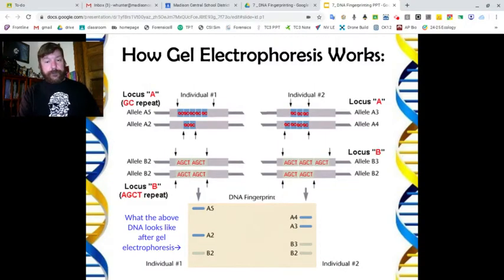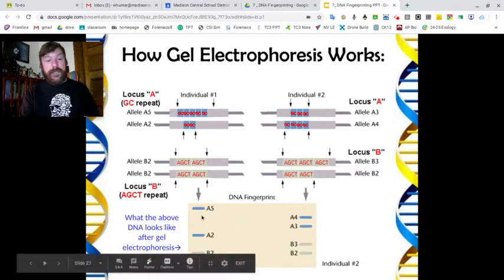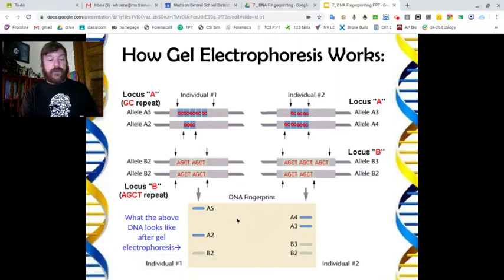So again, we're looking at different loci here, locus A, locus B, with different tandem repeat regions. You can see here, we're looking at GC repeat. How many of them do they have? And then we're going to load these onto a gel down here. And what you see is after electrophoresis, the banding patterns between the two individuals here are very different. They don't share any commonalities between them.